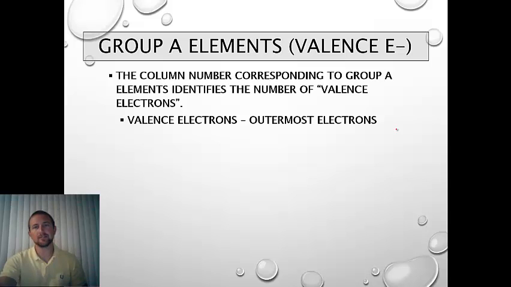Now, Group A elements. Group A elements are essential in chemistry. In our chemistry class, we'll look very heavily at Group A elements. One of the things that's special and unique about these Group A elements is they have group numbers, and those group numbers will correlate with what's called valence electrons. Now, a valence electron in itself is the same as any other electron, but the location of a valence electron is different. Valence electrons exist on the outside of the atom.